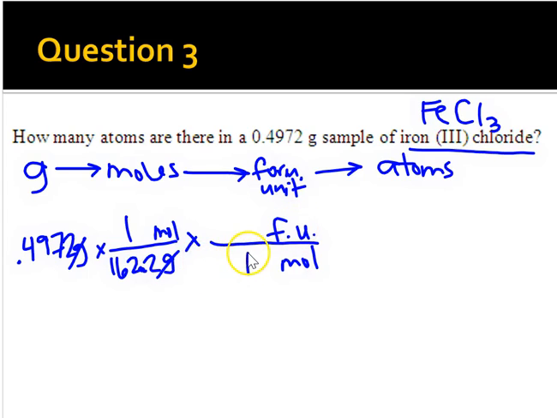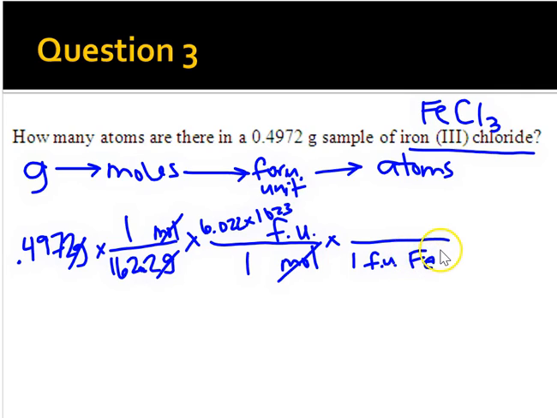All right, 1 mole of anything is going to contain 6.022 times 10 to the 23rd of that thing. So moles will cancel out, and now we are in formula units of this compound, the FeCl3. So now the last thing is, for every 1 formula unit of FeCl3, how many atoms are in 1 formula unit?